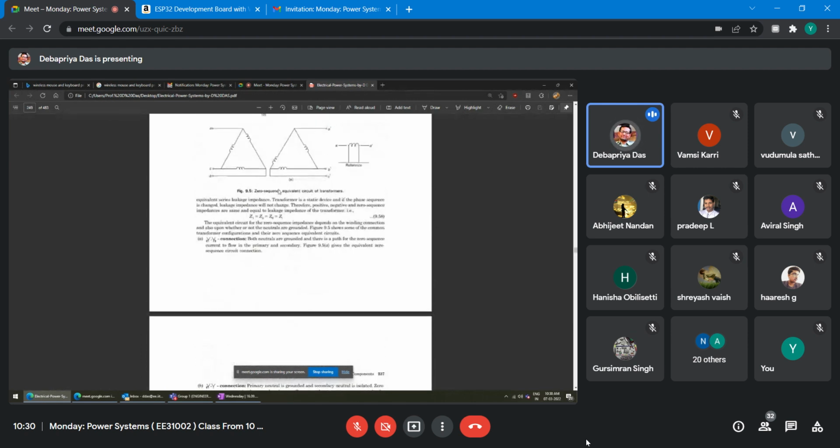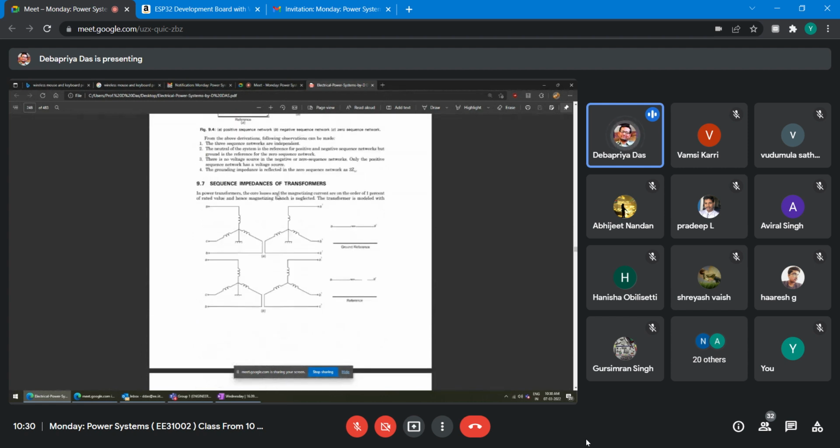You read whatever is written, but just listen to what I am telling. This is a transformer with a star connection, and both sides are grounded, right? Therefore, there will be a path for zero sequence current to flow. That's why this is a ground reference, and this is your zero sequence reactance, right? Later it will be discussed through numericals what zero sequence is.